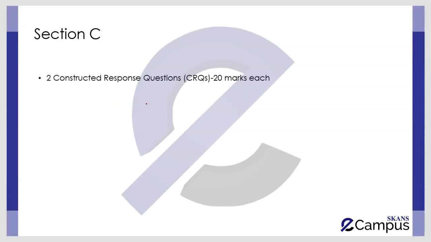Section C is 2 full-fledged long-form questions, each for 20 marks. There can be several requirements for one question. So for example, the first constructed response question might have 2 parts, A and B. The next one might have 3 parts. In another exam, the question can be just straight away 20 marks with no separate subparts in it. So that is about the structure of the exam.